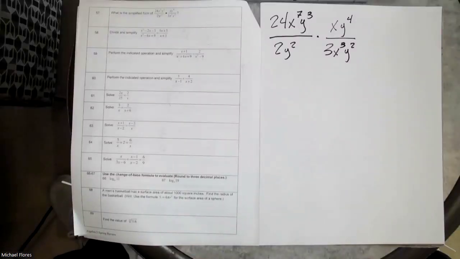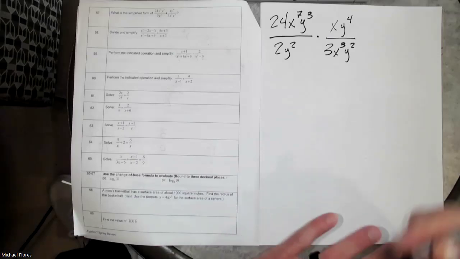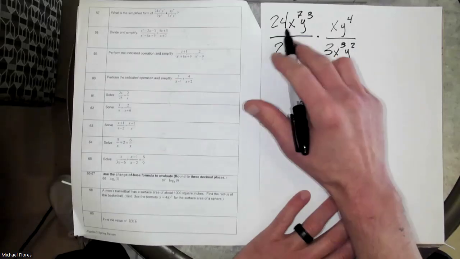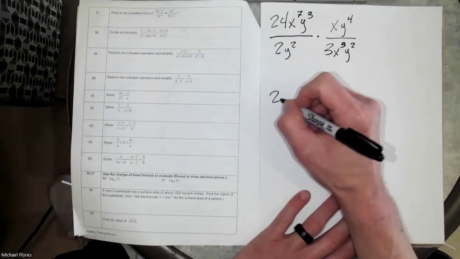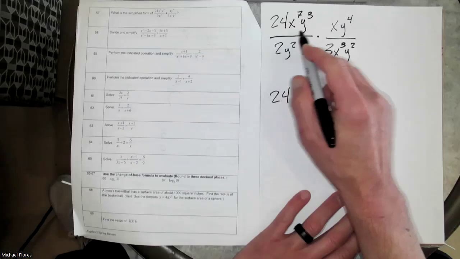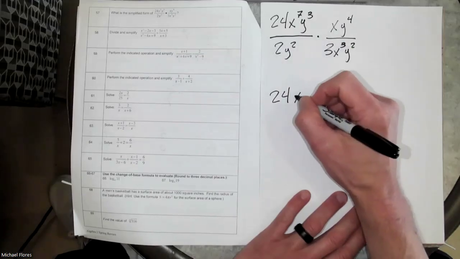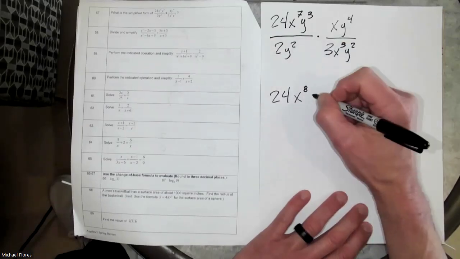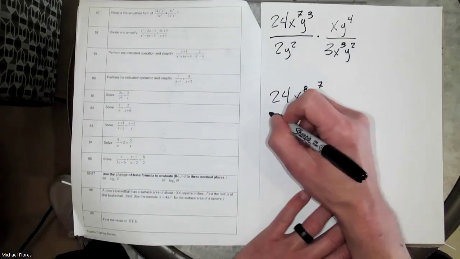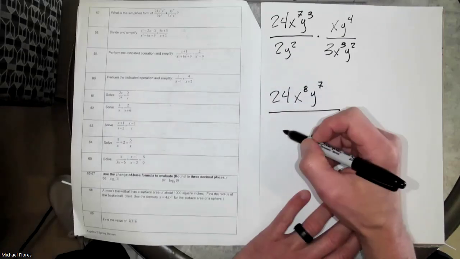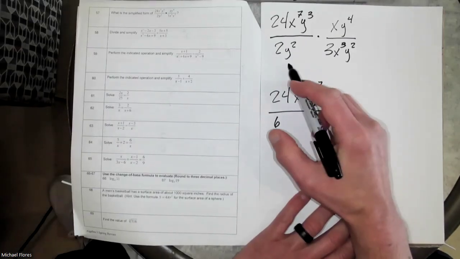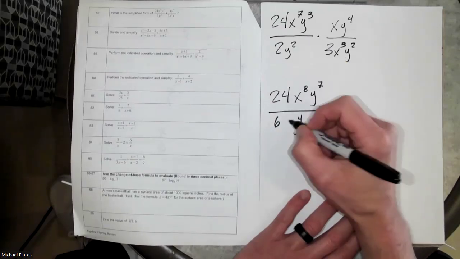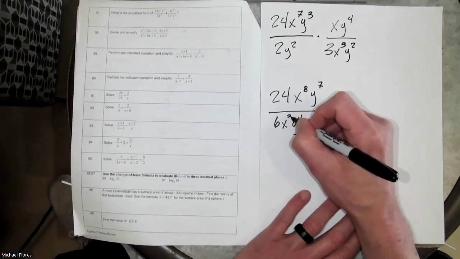Example 57, pretty much a continuation of what we did previously. I'm just going to start by multiplying what I have here in my numerators. So let me start with 24, x to the 7th times x to the 1st, y to the 3rd times y to the 4th, over 2 times 3, y squared times y squared. And let's not forget the x cubed.